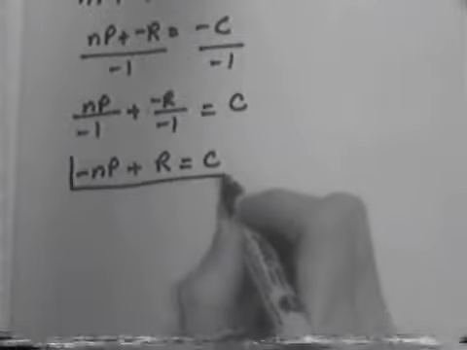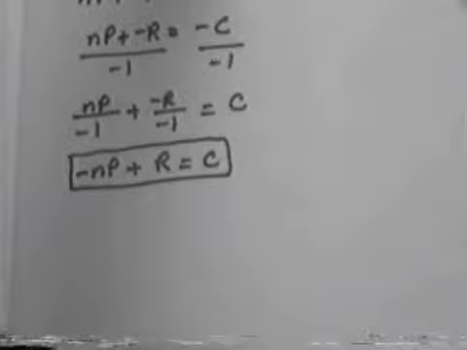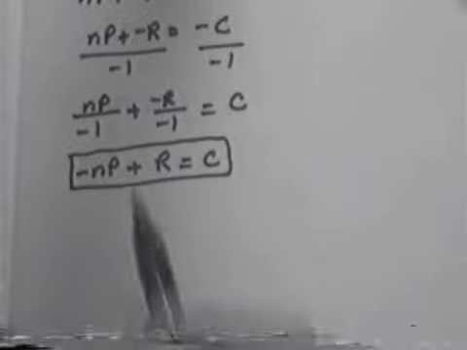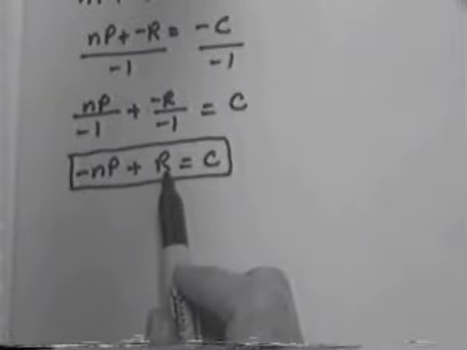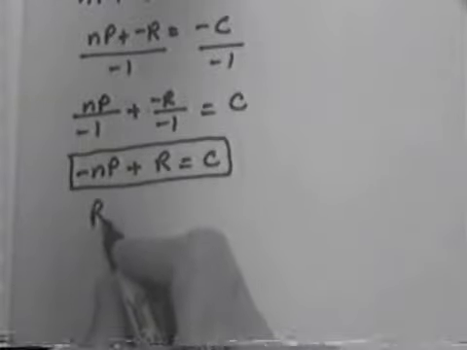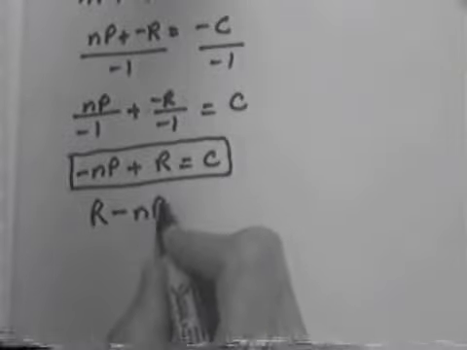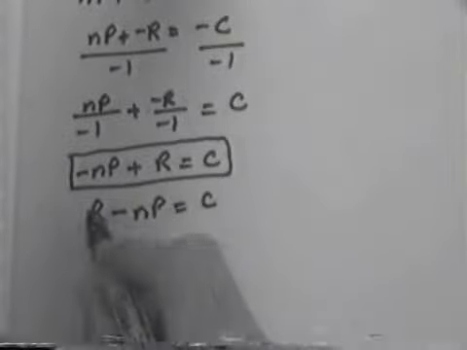And so a way of writing this answer is exactly what we have here. Opposite of np plus r is equal to c. Another choice would be, for efficiency, write the term that has the plus sign first so that we can write r subtract np is equal to c.